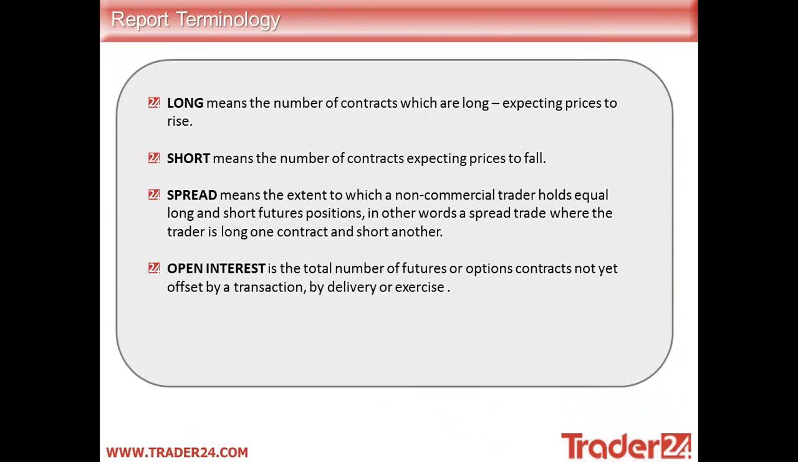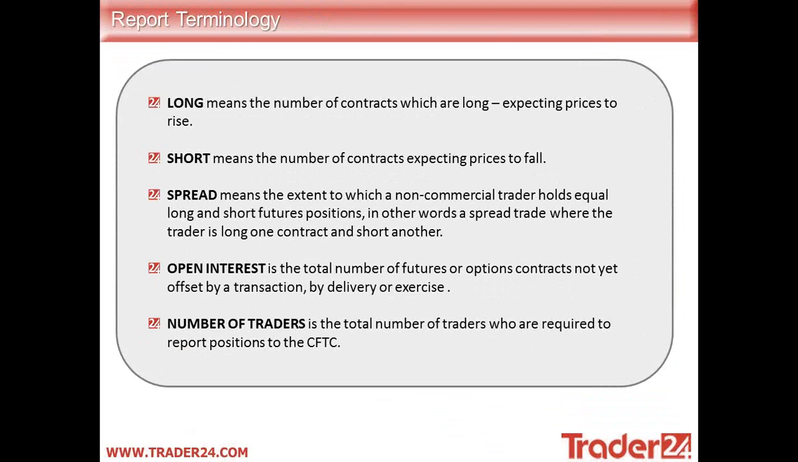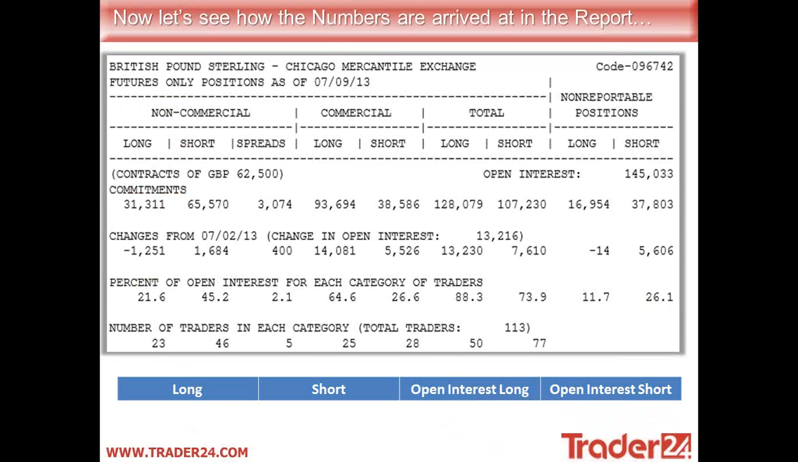All right, open interest is the total number of futures or option contracts not yet offset by a transaction, by delivery or exercise. Finally, the number of traders is the total number of traders who are required to report positions to the CFTC. Okay, so let's go back and have another look at the actual report now and see how we arrive at all the numbers.